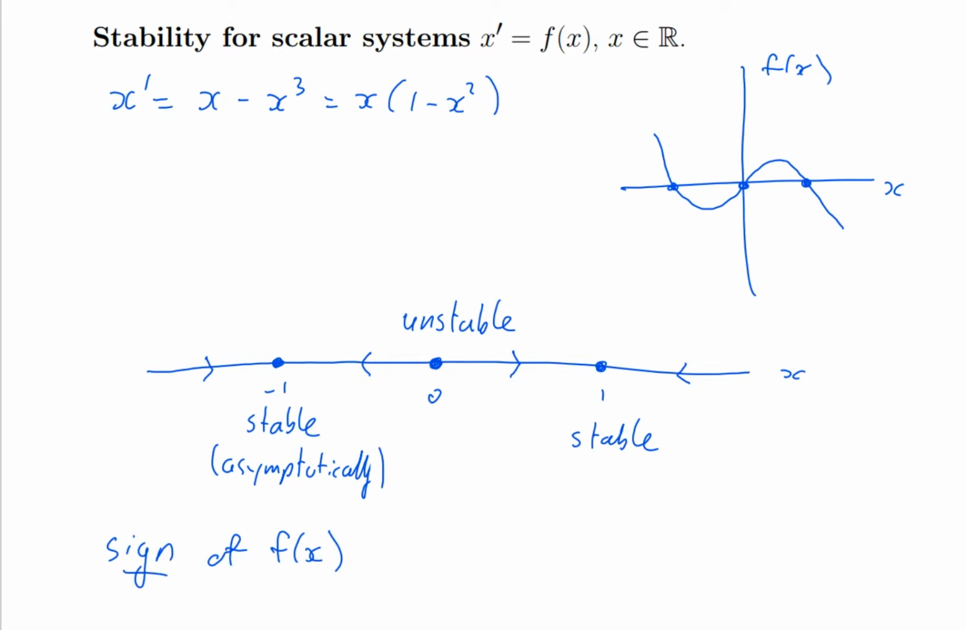Now, looking at the graph of f of x here in the top right, consider this fixed point here at the origin. The sign of f of x nearby will be determined by the derivative of f of x at that point. In this example, the derivative of f is positive at x equals 0, which means that f will be positive when x is positive, meaning that that's an unstable fixed point.